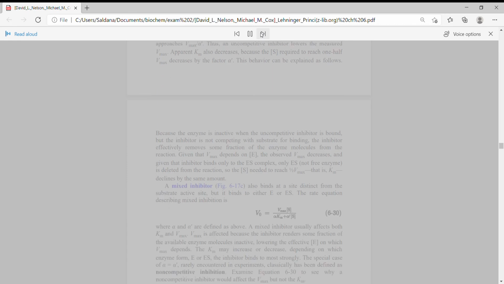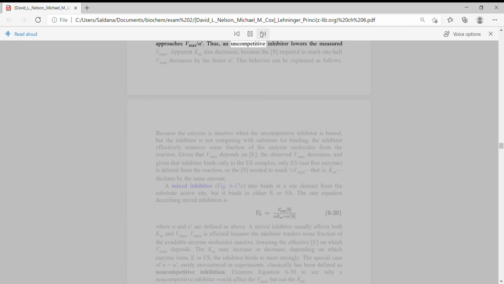Two other types of reversible inhibition, uncompetitive and mixed, can be defined in terms of one-substrate enzymes, but in practice are observed only with enzymes having two or more substrates. An uncompetitive inhibitor, Fig. 6-17b, binds at a site distinct from the substrate active site and, unlike a competitive inhibitor, binds only to the ES complex. In the presence of an uncompetitive inhibitor, the Michaelis-Menten equation is altered to [equation], where, as described by Equation 6-29, at high concentrations of substrate, V0 approaches Vmax/alpha.